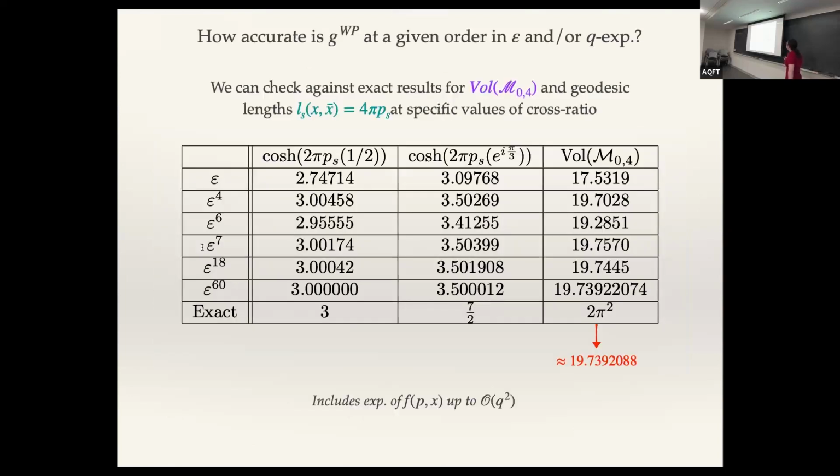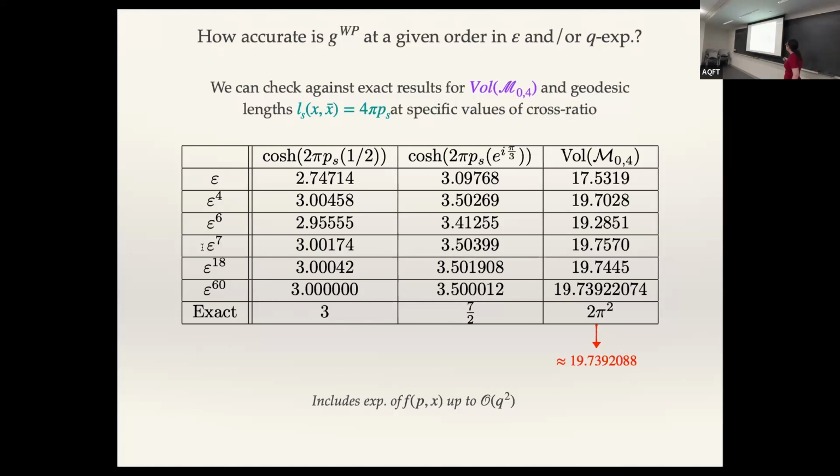Okay, but more specifically, we can compare to known analytic values of various quantities in order to gauge the accuracy of our metric, because eventually we want to do more with it, so we want to see how close it is to reproducing known analytic quantities. So here is a table which shows the approximation to specific geodesic saddle point lengths at specific values of cross ratio. So here in the first column, at cross ratio x equals 1/2, there's an analytic solution for what the saddle point geodesic length is.